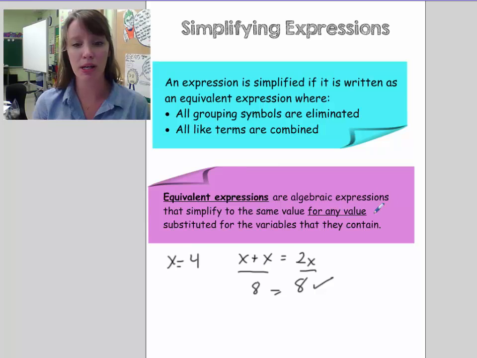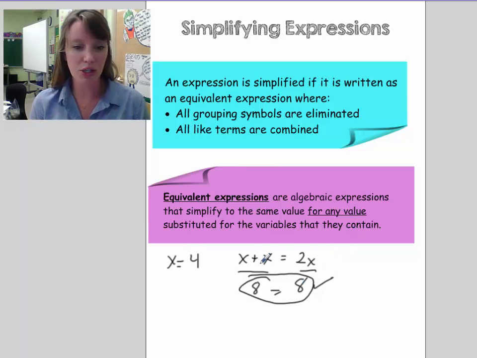So they're algebraic expressions that simplify to the same value for any value substituted for the variables that they contain. Okay? So essentially, they're equivalent if you can put any number in for the variables and the left-hand side is equal to the right-hand side.